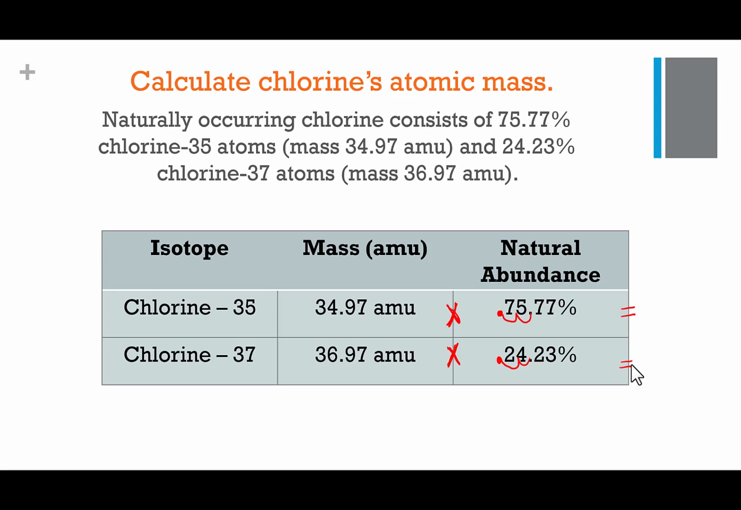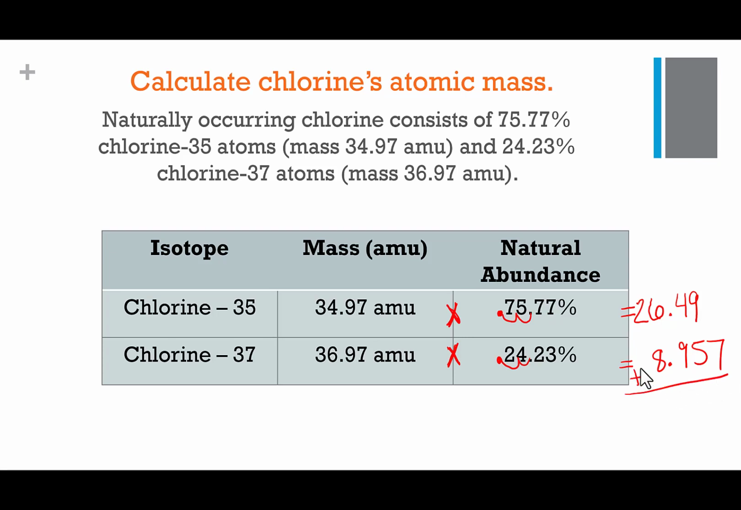So first I type in 34.97 times 0.7577. And that's going to give me 26.49. And now I'm going to do the same thing for the next one. So 36.97 times 0.2423. And that's going to give me 8.957. Okay.